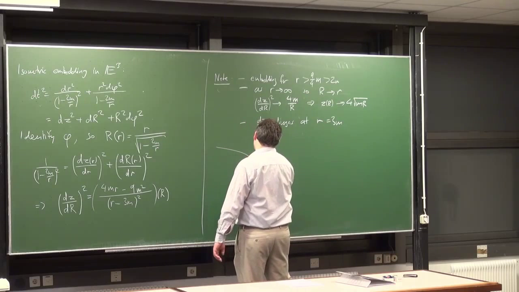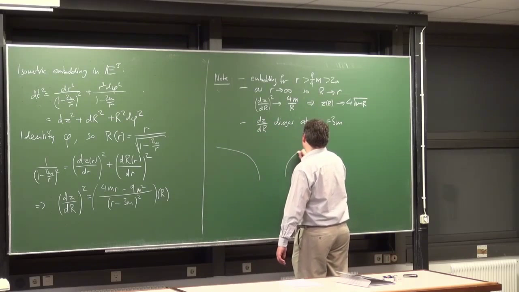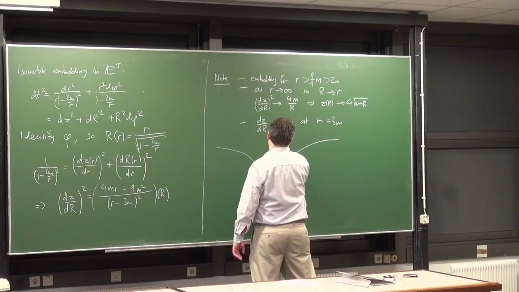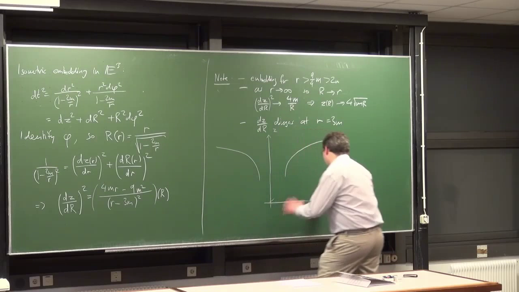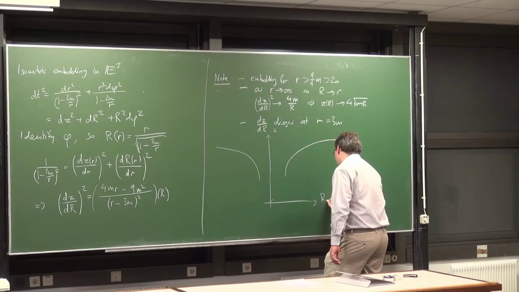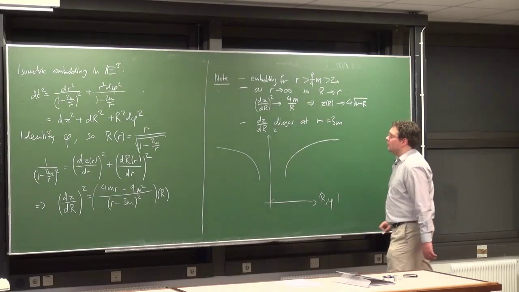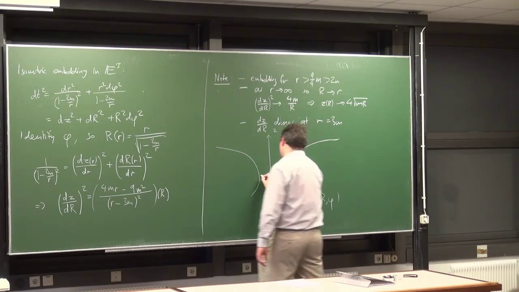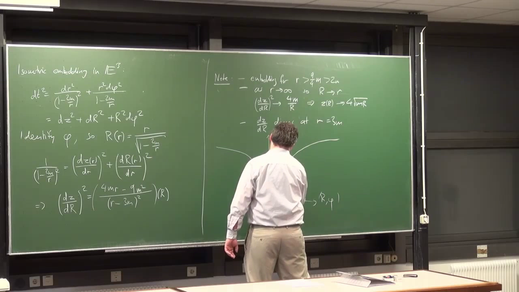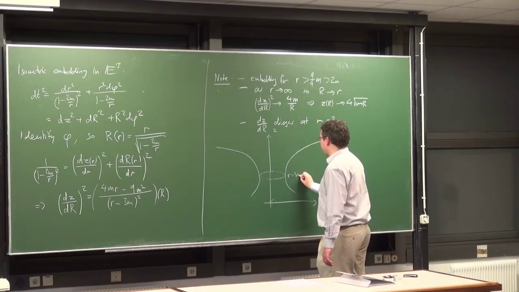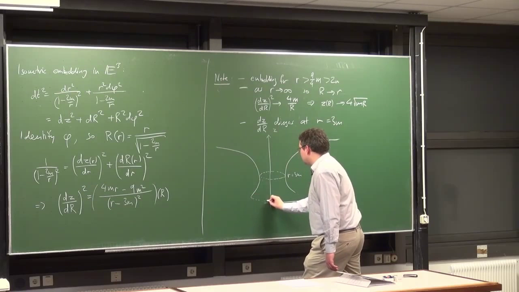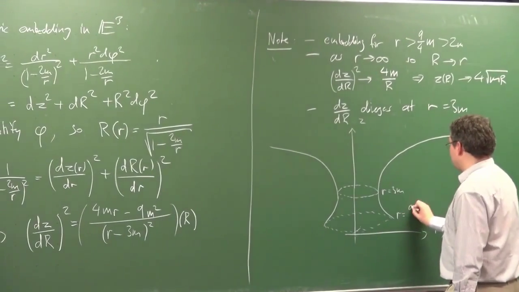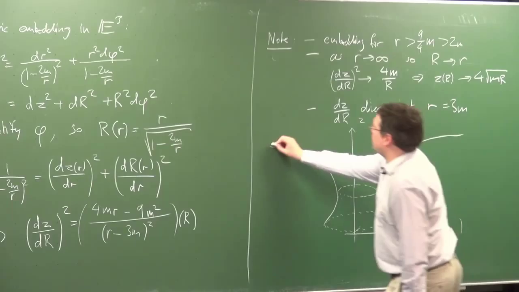So we've now got enough information to sort of draw it. At large distance, it looks like a square root function. So this is now z as a function in the plane of big R and phi. Then there is this throat. This is at little r equal to 3m. And the embedding breaks down a little bit further in. Let's say here, this is little r equal to 9/4 of m. And that's what it looks like.